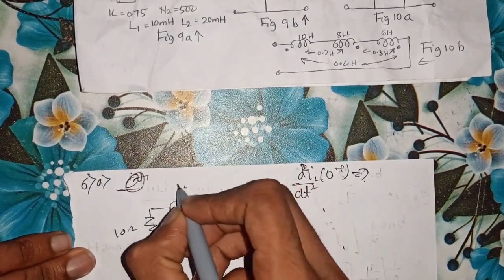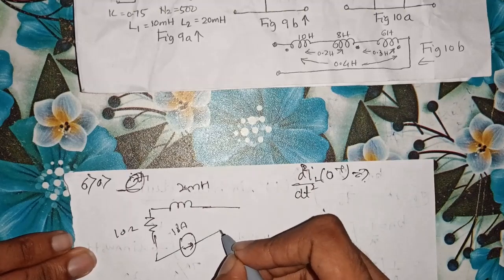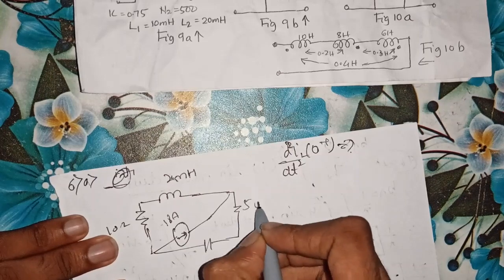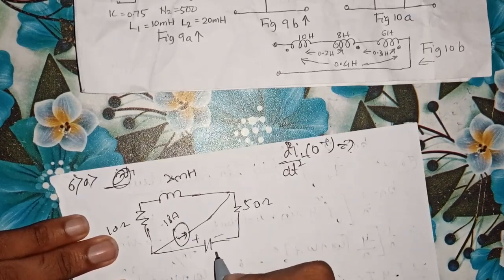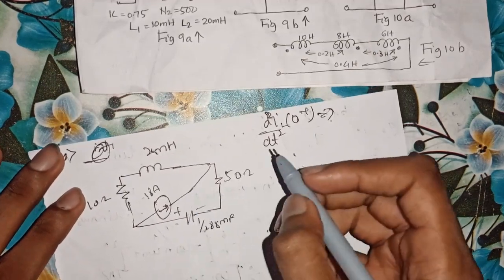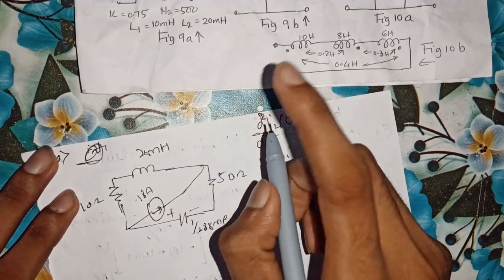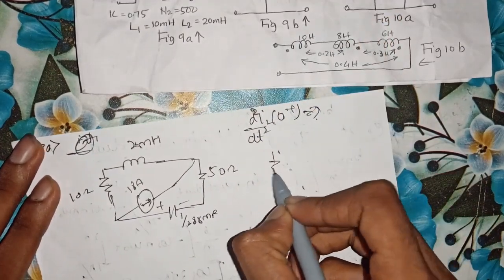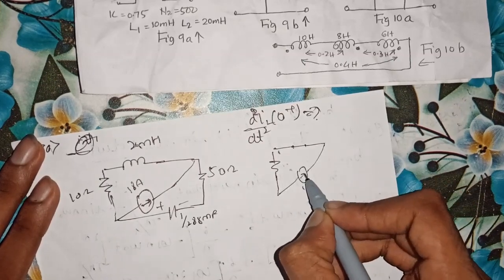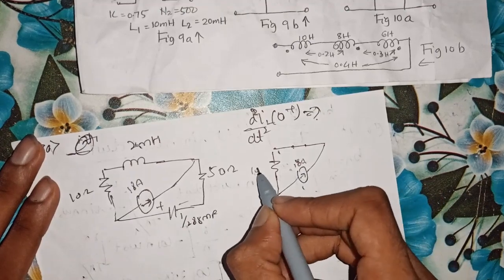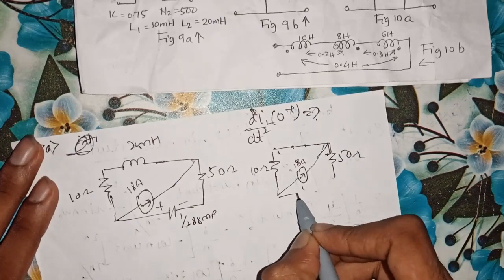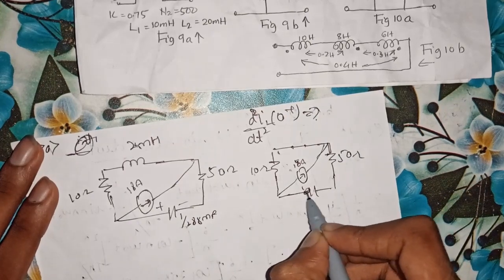Our circuit has the 2 millihenry inductor, and this is the capacitance value with the 50 ohm resistance, plus minus 1 by 288 millifarads. Since the inductor for a very long time acts as a short circuit, we have to replace the inductor by a short circuit, and the 18 ampere current source remains as it is, and the 10 ohm remains as it is. We also know that the capacitance is open circuited for a very long time.